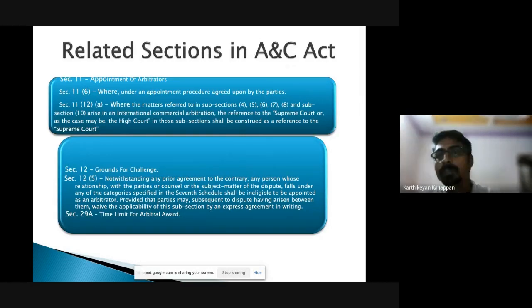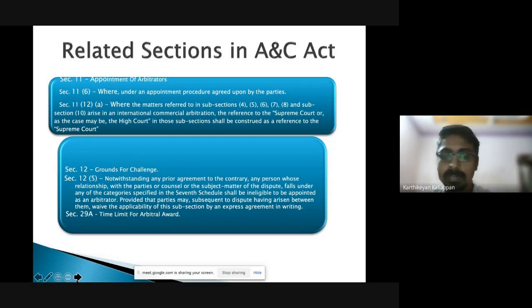All right. Before we get into this, I thought it's better to know the related sections which are going to be discussed within these particular cases. Section 11 talks about the appointment of arbitrators, and Section 11(6) talks about where, under an appointment procedure agreed upon by the parties, and then Section 11(12A). It talks about where the matters referred to in subsections 4, 5, 6, 7, 8, and subsection 10 arise in an international commercial arbitration, the reference to the Supreme Court, or as the case may be, the High Court, in those subsections shall be construed as a reference to the Supreme Court.